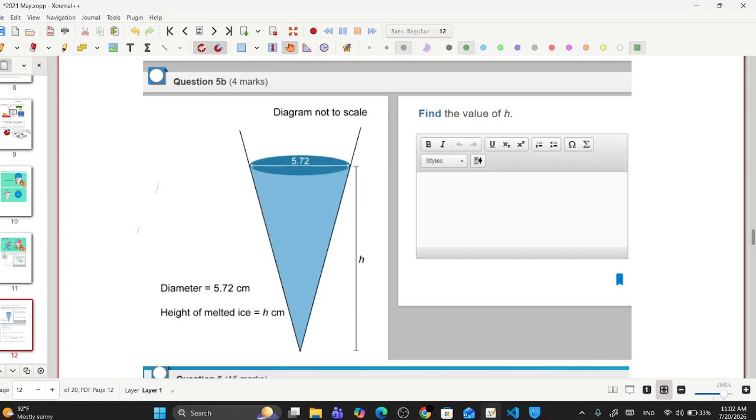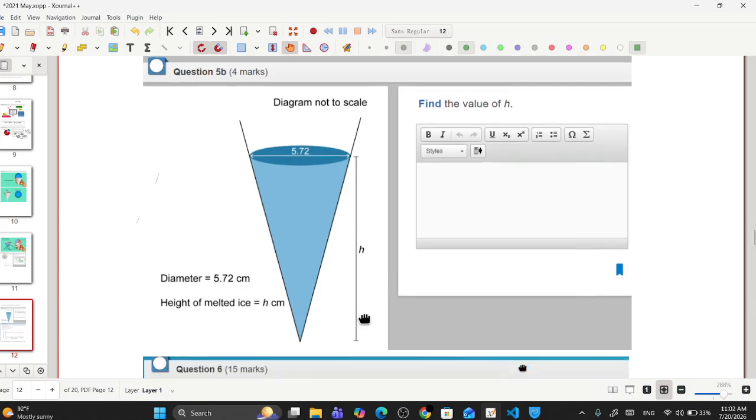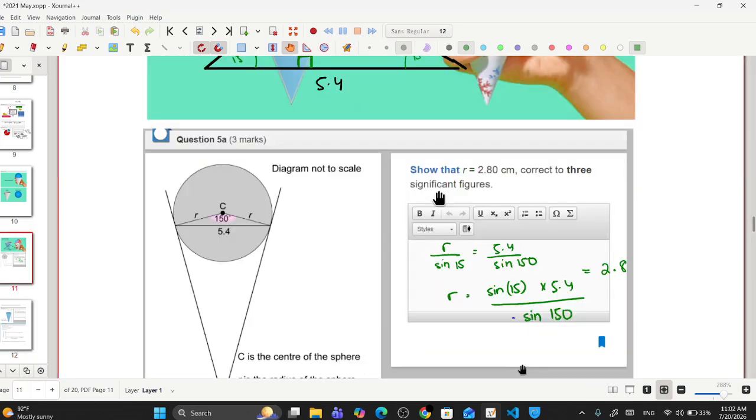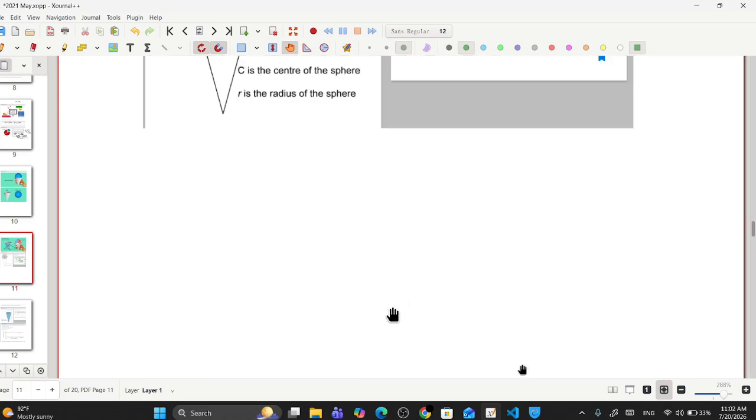5 part B. It says find the value of h, which is the height. All right. Okay. So this is the diameter of 5.72. Was the volume given? Volume hasn't been given. All right. How to solve for this part?